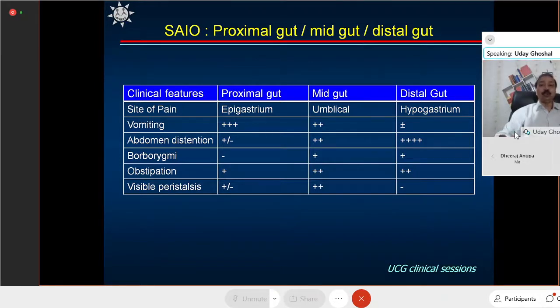Distal gut, abdominal distension is very prominent, and borborygmi are there. But let me tell you, distal gut distension will be peripheral, proximal mid-gut distension will be central, and proximal gut distension, if at all there, will be in the epigastrium. Obstipation is not a feature of proximal gut obstruction, but of distal gut obstruction. And visible peristalsis is more prominent with mid-gut and distal gut, not with proximal gut.